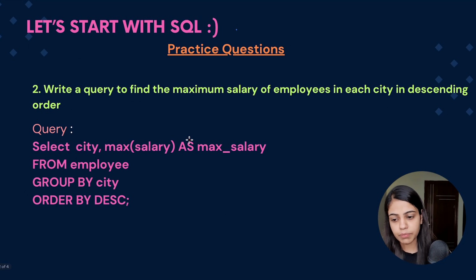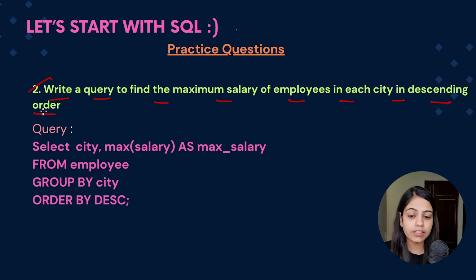Now let's see the next practice question. Write a query to find the maximum salary of employees in each city in descending order. So we have to find the maximum salary of employees in each city and then order it in descending order. Let's break this question into some sub questions and then we will write the query. First, we have to find the maximum salary of employee.